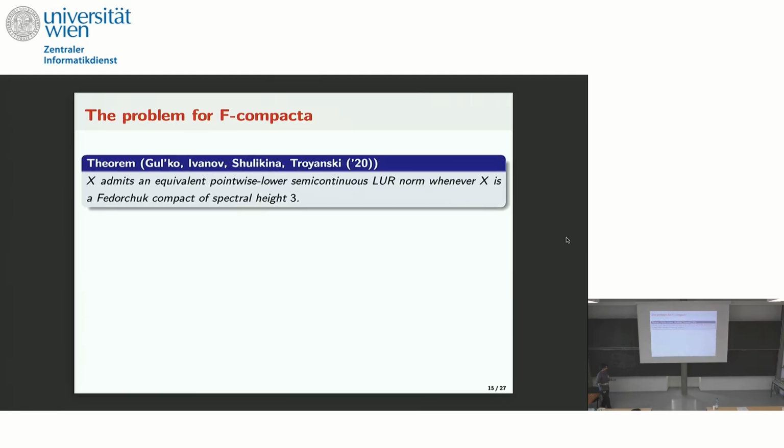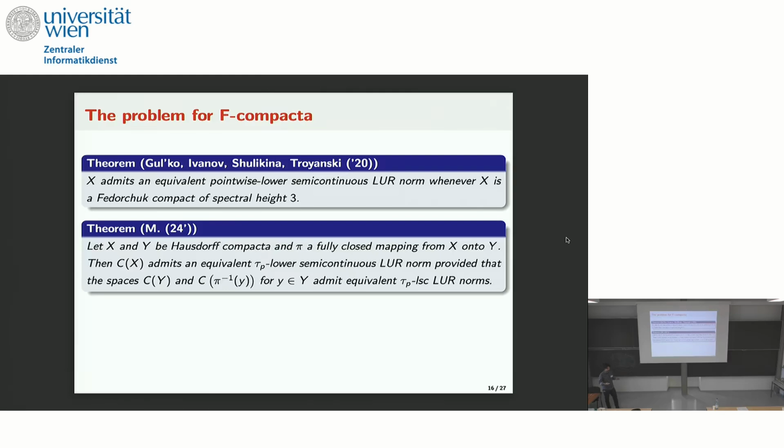So what has been done in this direction? In 2020, Gurko, Ivanov, Shurikin, and Troyanski proved that whenever X is a Fedorchuk compact of spectral height 3, it admits an equivalent LUR norm. Then this result was generalized. Let me remind you that, because of the metrizability of fibers, X1 is also always a metrizable compact space.